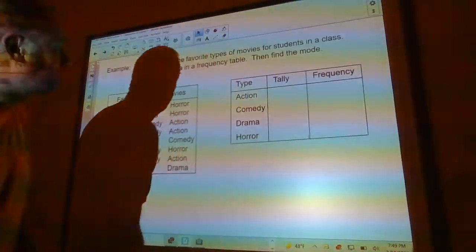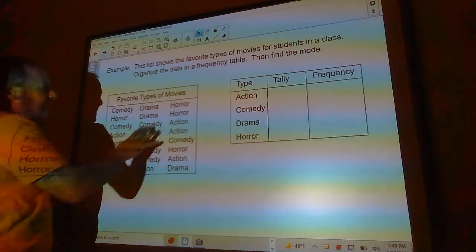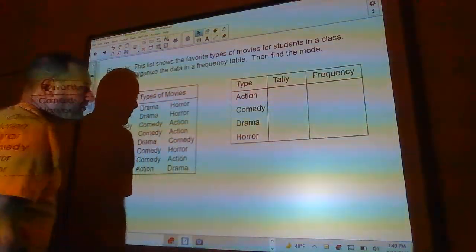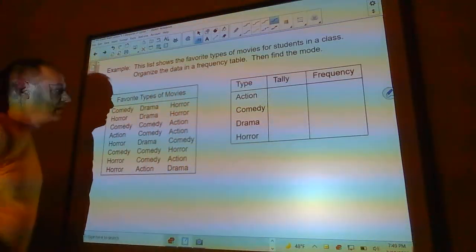Okay, here we have a list of shows. This list shows the very favorite types of movies for students in a class. So the first thing we're going to do is organize the data in what's called a frequency table. So we have the different types of movie: action, comedy, drama, and horror. And the first thing we're going to do is make a tally of the data.